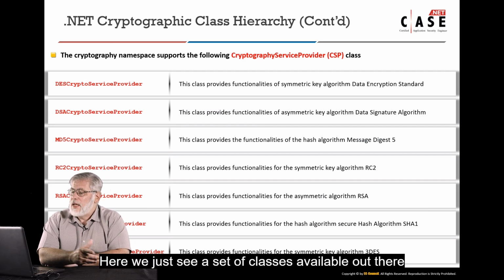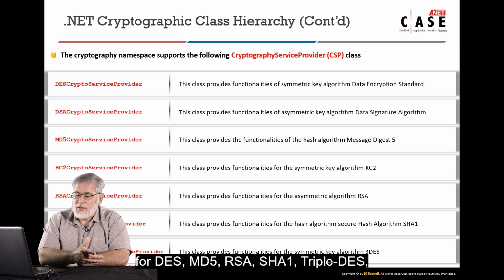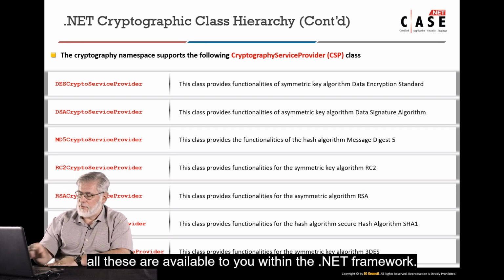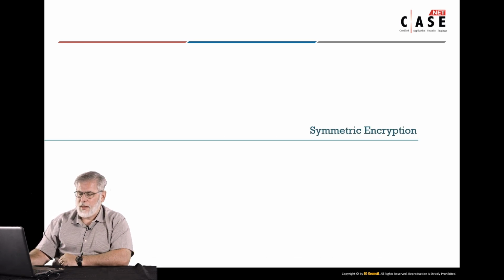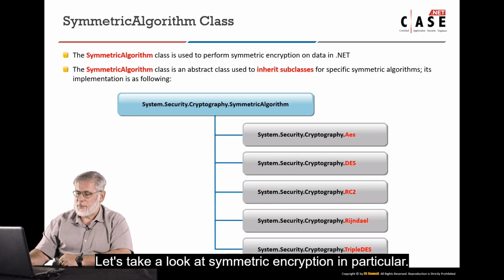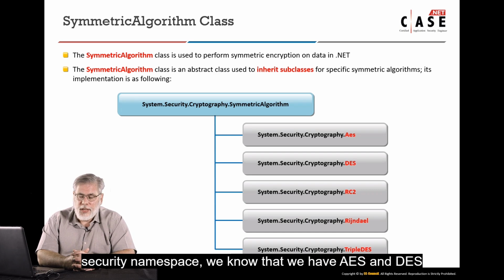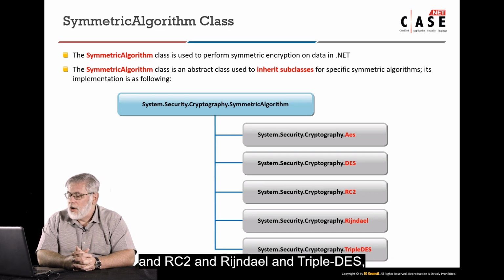Here we just see a set of classes available out there for DES, MD5, RSA, SHA-1, triple DES. All these are available to you within the .NET framework. Let's take a look at symmetric encryption in particular. Now we know that it's included within our security namespace. We know that we have AES and DES and RC2 and Rijndael and triple DES.